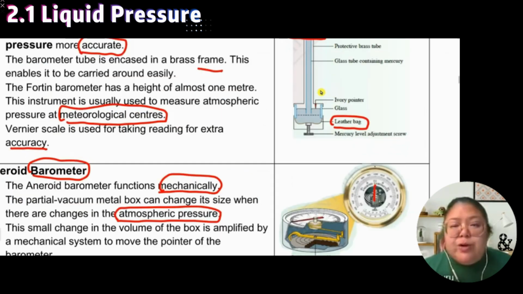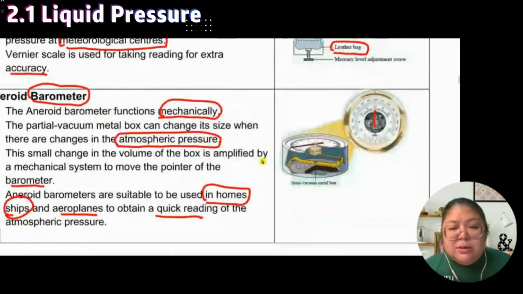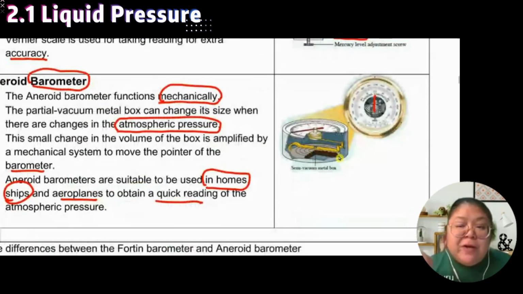But you say accurate, sure is the Fortin barometer, because it has a vernier scale, a very small scale. Small changes they can detect. But the size is quite big, around 1 meter. But this one is small, and this one can show faster reading.